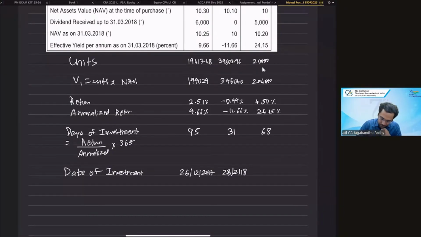Then what about the third case? Yeah, 22nd January. 22nd, how much? 22nd January. Got it? 22nd January 2018. Clear, everyone?